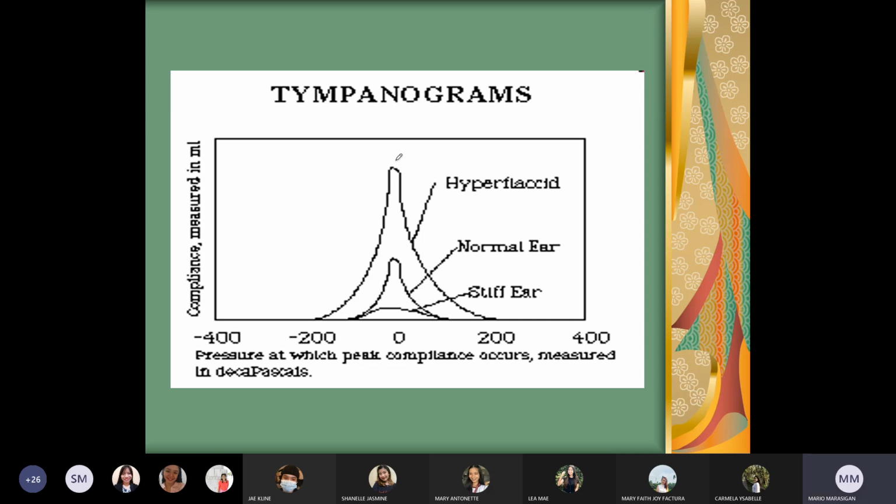So kapag nag-irrigate, then they will also subject to use tympanogram. Okay, so makikita nila dyan kung stiff yung ear, okay, or hyperflaccid yung kanyang ear response.